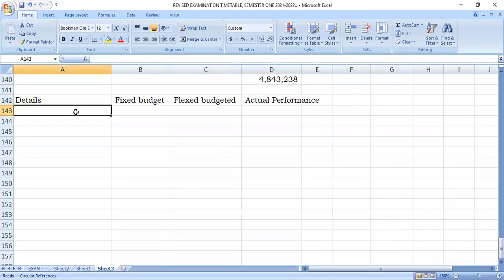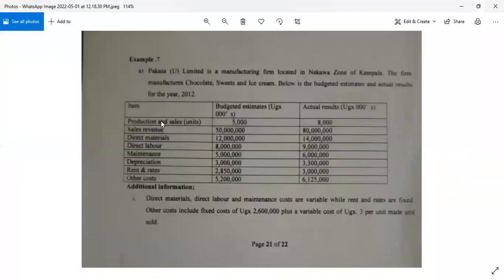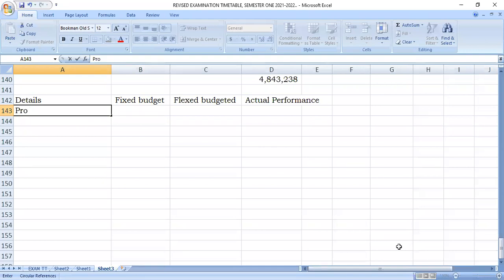I'll be going forth and back to the question just to be sure to be on the same track. So the first one is the production and the sales units. That's the first line. Okay, move downwards. So my worksheet therefore should reflect that also, that you have the production and sales in terms of units.